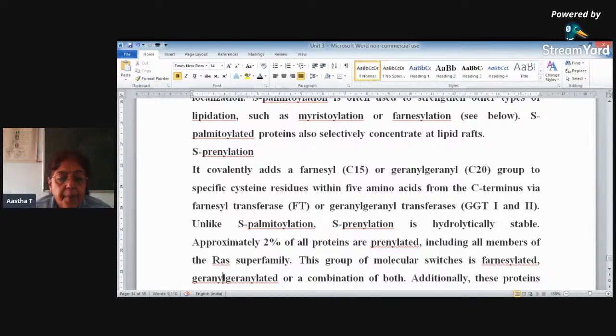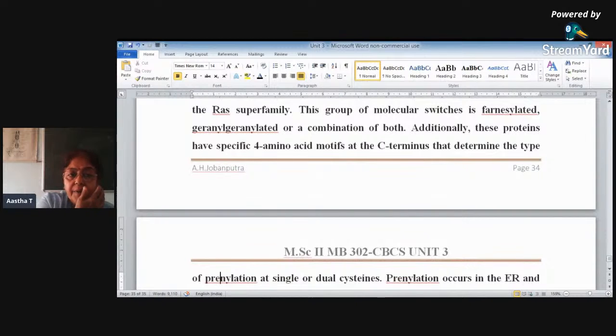So, apart from S-palmitoylation, S-prenylation is a very stable process, and the resulting modified protein will be very stable. 2% of the proteins which are produced in eukaryotes are prenylated. They include all the members of the RAS superfamily, and they may be farnesylated किंवा geranylated असू शकतात. काही प्रोटीन्स फार्नेसिलेटेड असतात, म्हणजे त्याला C15 फॅटी ॲसिड्स अटॅच असतील. काही जिरानिलेटेड असतील, म्हणजे त्याला C20 फॅटी ॲसिड्स अटॅच असतील. काहींना दोन्ही अटॅच असू शकतात. इन दॅट केस इट इज नोन ॲज फार्निसिलेटेड और जिरानिलेटेड प्रोटीन. सो कॉम्बिनेशन सुद्धा शक्य आहे.